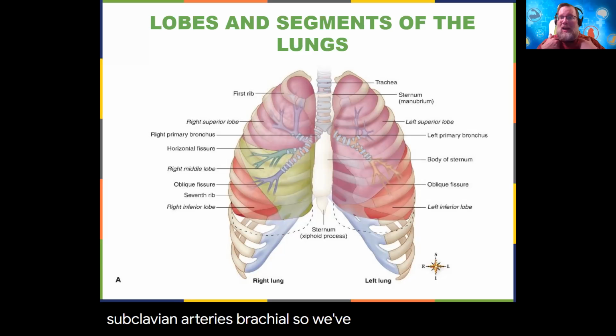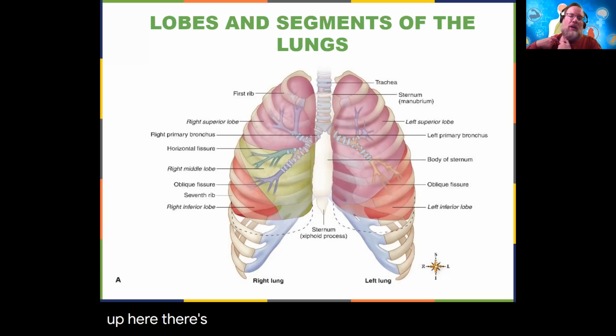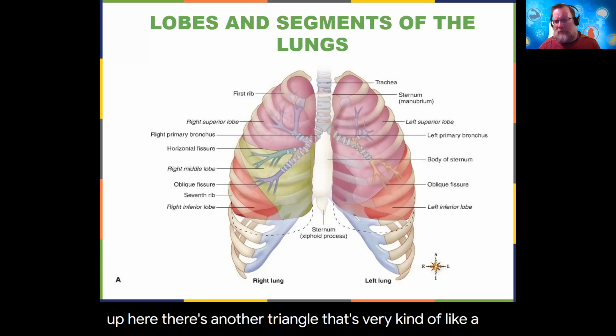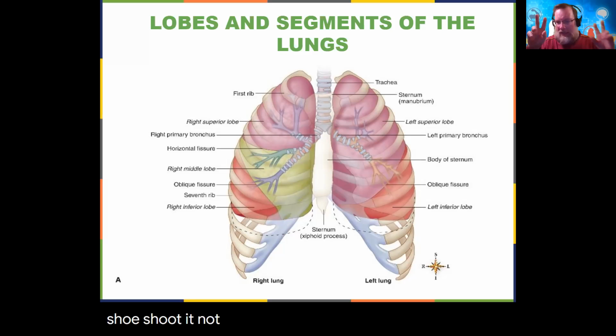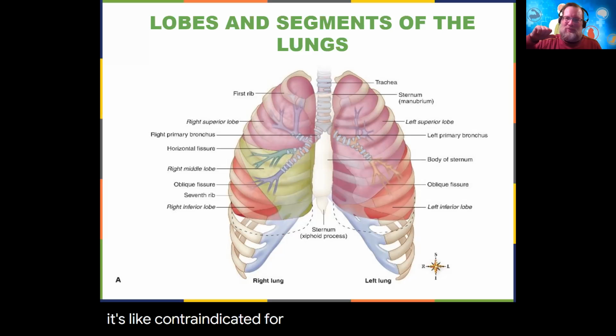So we've got a lot going on just in this little triangle right here. We talked about this triangle up here. There's another triangle that's like a danger spot. There's a name for it. It's contraindicated for putting pressure in certain spots, right?